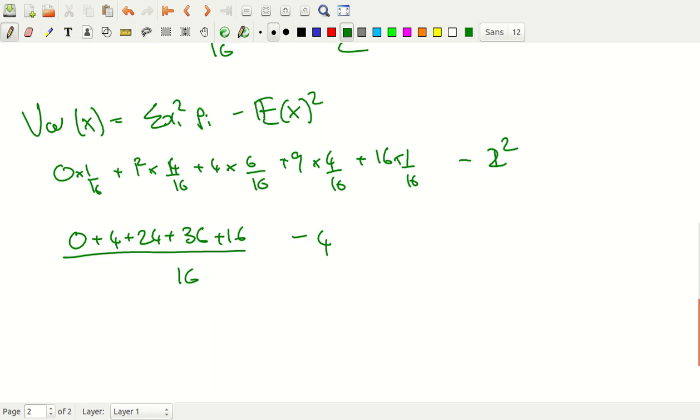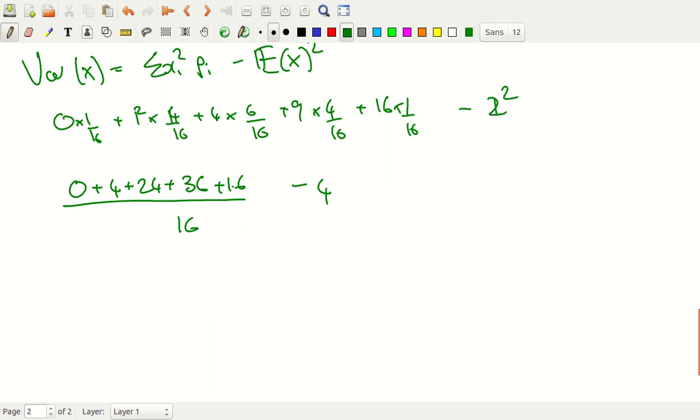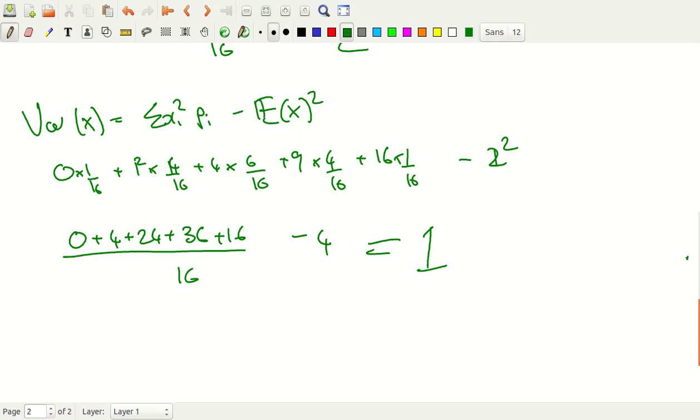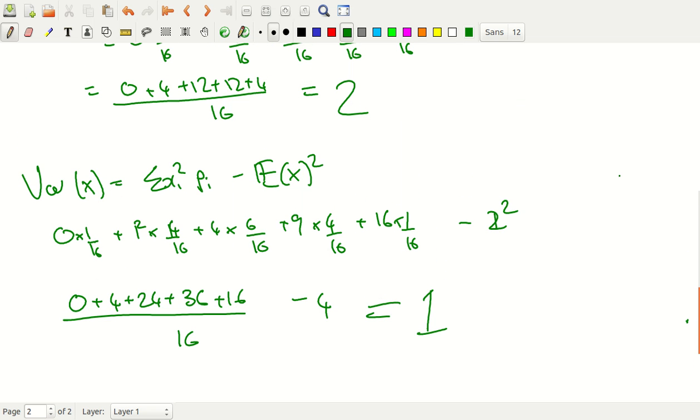Let's have a look at what that simplifies to. If I add the 4 to the 36, I get 40, 64, 80. 80 over 16 is actually 5, so all of that simplifies out to just be 1. So in this particular case, this random variable has variance 1, which means it also has standard deviation 1. So the mean is 2, and the variance is 1.